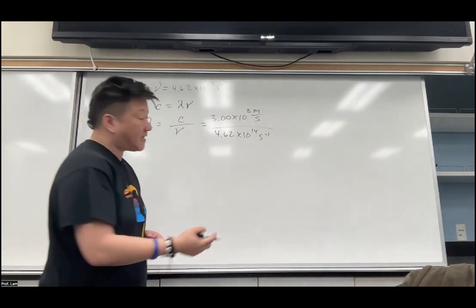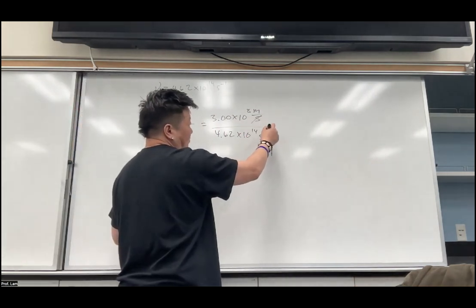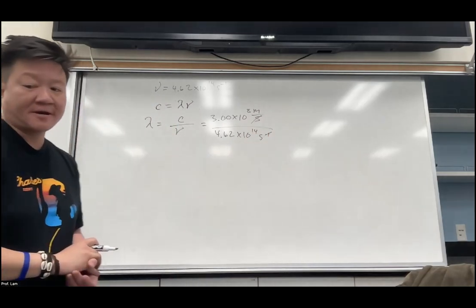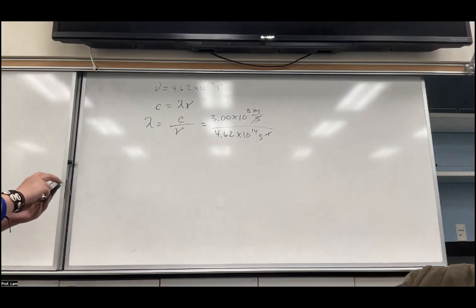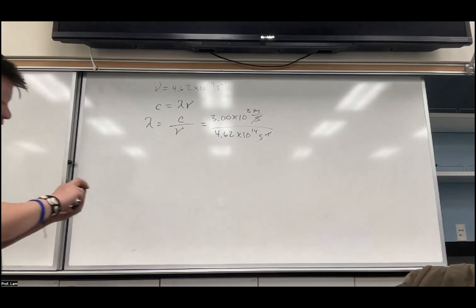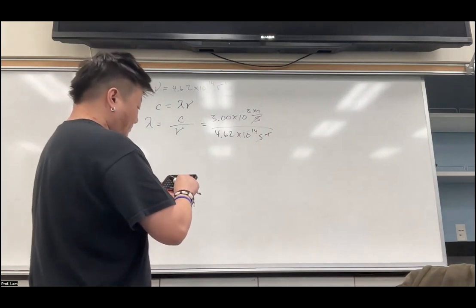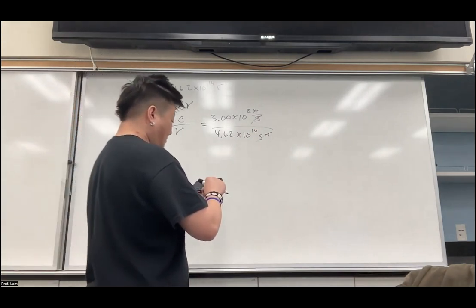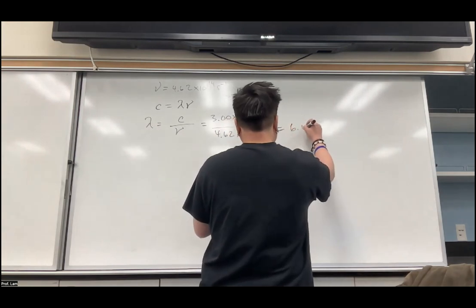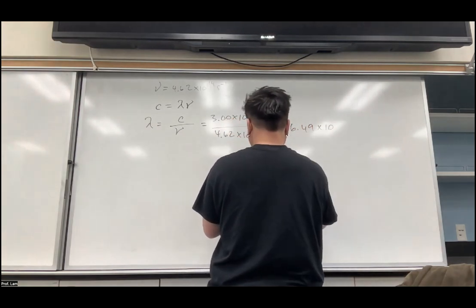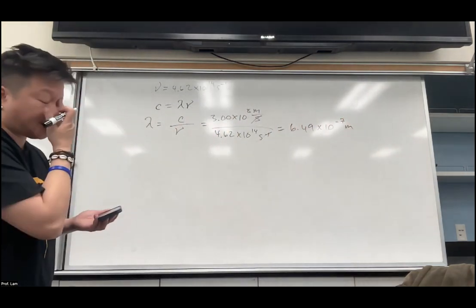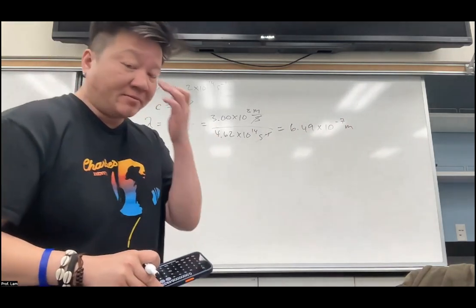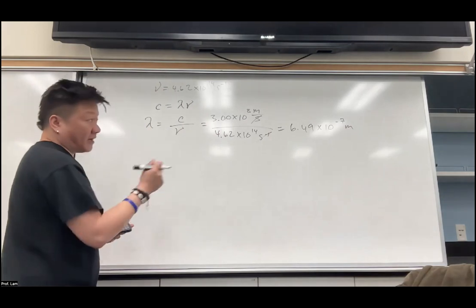And let's see how the unit works out. Seconds, and this is one over seconds, so that cancels. And then we just have meters left, which is a unit of length, right? All right, so let's punch that in. 6.49 times 10 to the 7 meters. Okay, you guys getting that too, right? But it's not wanting it in meters. It's asking for us to give it in nanometers.